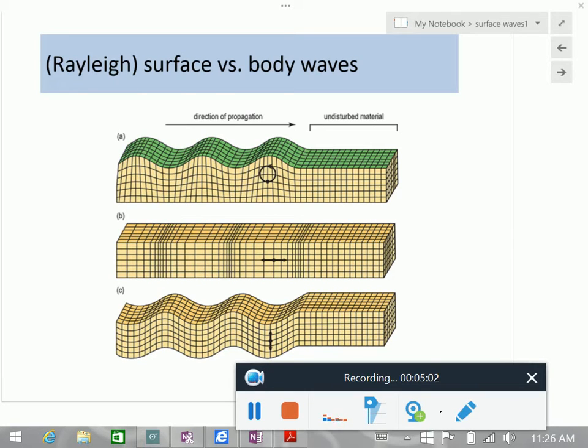Why did I put the word Rayleigh here? Because there are other types of surface waves. Does anyone have any ideas about other surface waves? No? Love waves. There is a wave which also propagates along the surface but has this kind of motion, going in this direction. That's the Love wave. We won't talk about that, but just so you know there are other types of waves. This is not the only one.